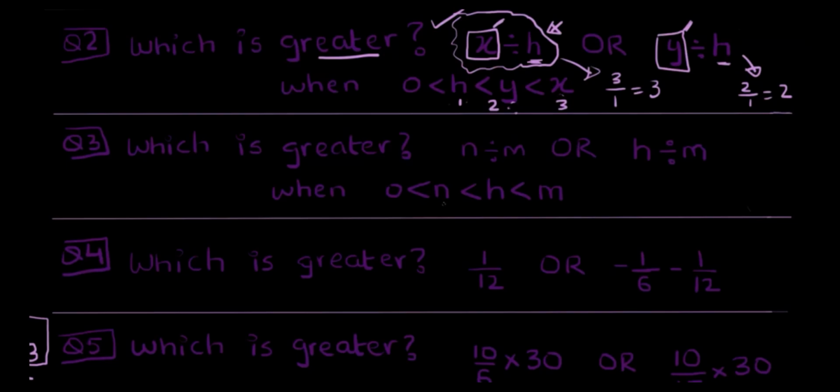Next question, question number 3, n divided by m. Okay, let's give the numbers again, 1, 2, 3. So this one is 1 divided by 3, and this one over here is 2 divided by 3. 1/3 or 2/3, which is greater? 2/3 is way bigger, which is why that's your answer, h divided by m.